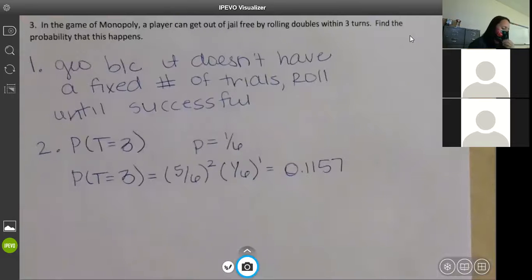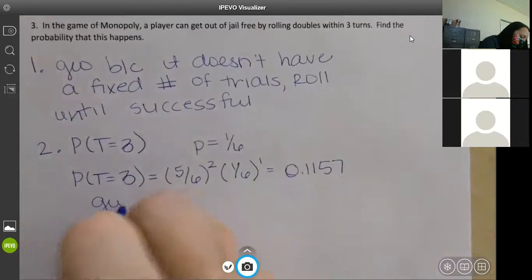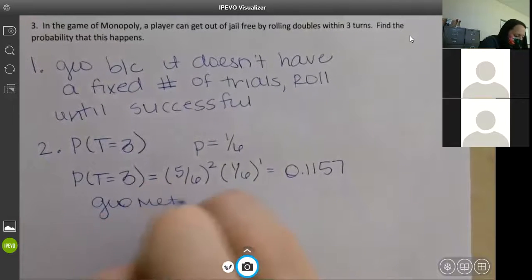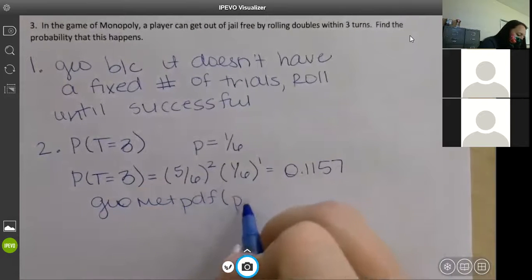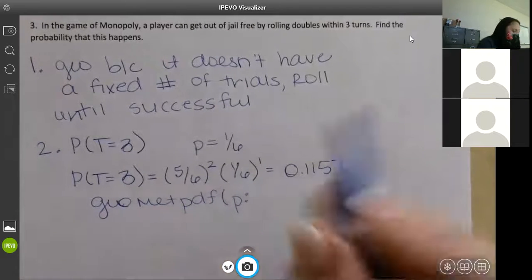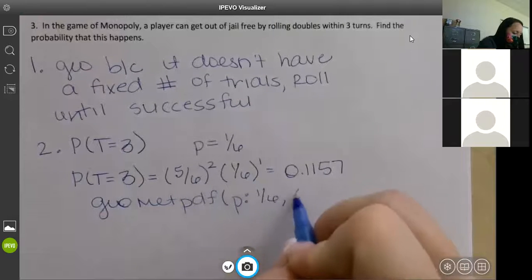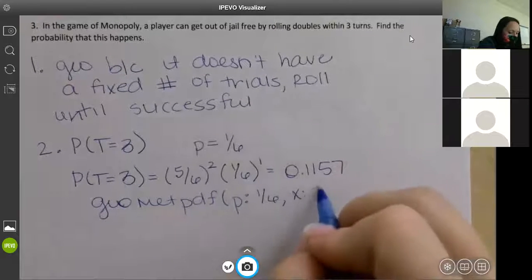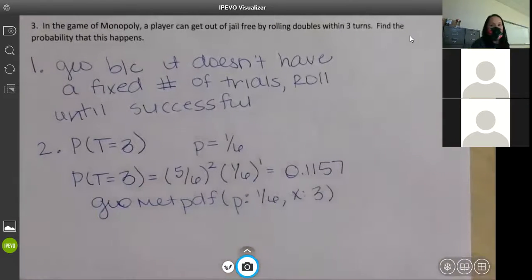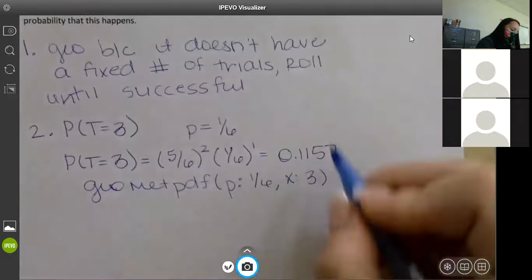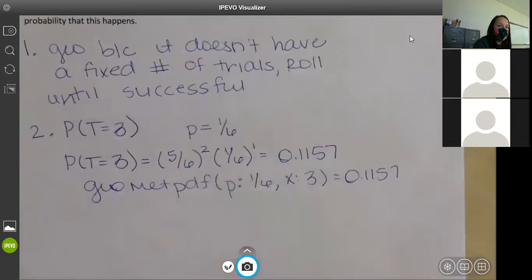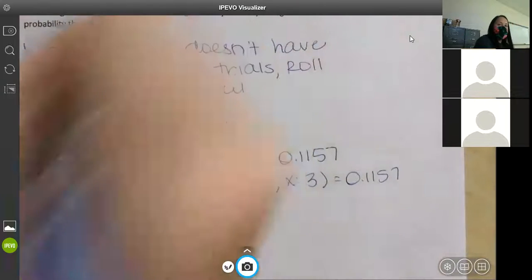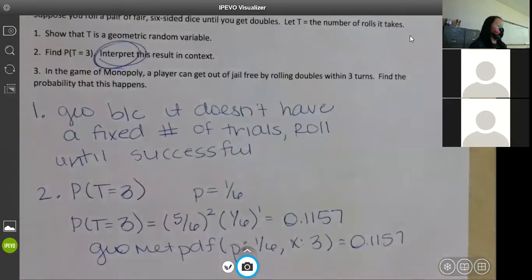How would I put this in my calculator? Which one would I use? PDF because it's equal and that's perfect. What's your P? 1/6. What's your X value? 3. And that'll give you the same thing. I don't care which one you use, but make sure when you do this, you write this out. Interpret this result. Please stop missing that word. Please interpret. What's it mean?